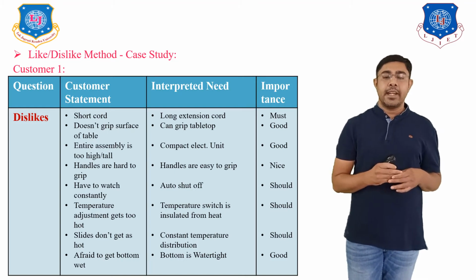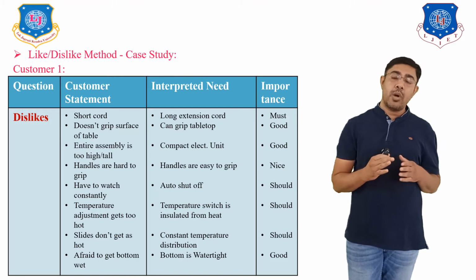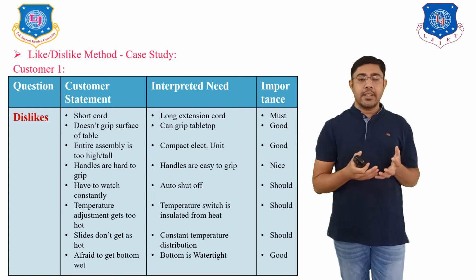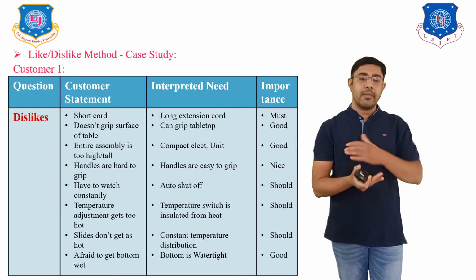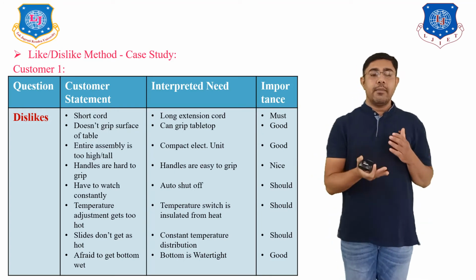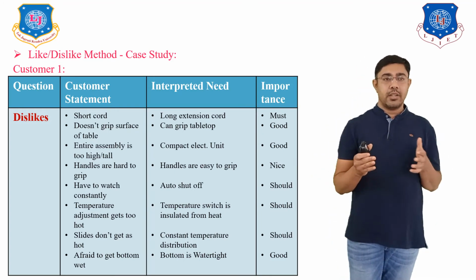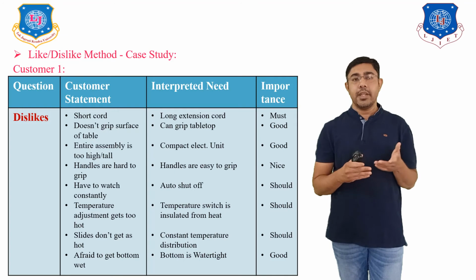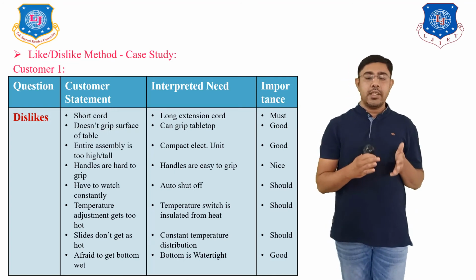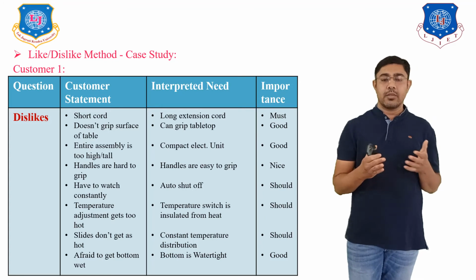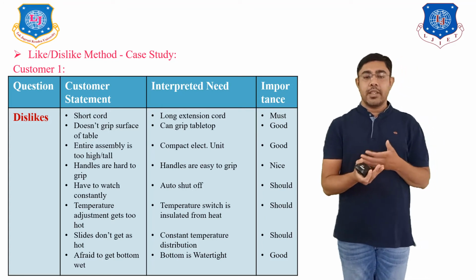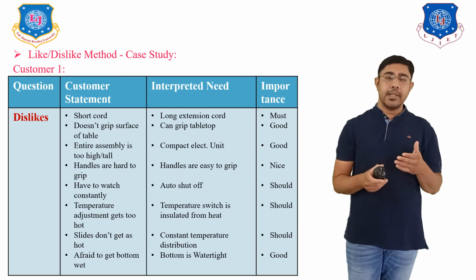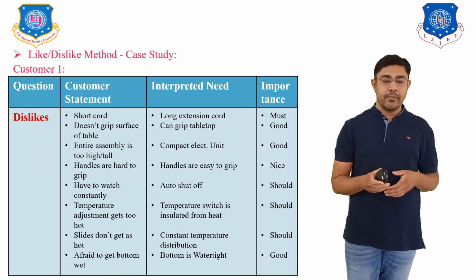The expression of the customer is good against this statement. And the next dislike statement is the sides don't get as warm. As we said, in frying pans there are a bottom surface and a peripheral surface. So there may be a non-uniform distribution of temperatures. That is the dislike statement, and the interpreted need of this statement is constant temperature distribution. So there must be a constant temperature distribution, whether it is the peripheral surface, sides, or bottom. The expression of the customer is good against this dislike.